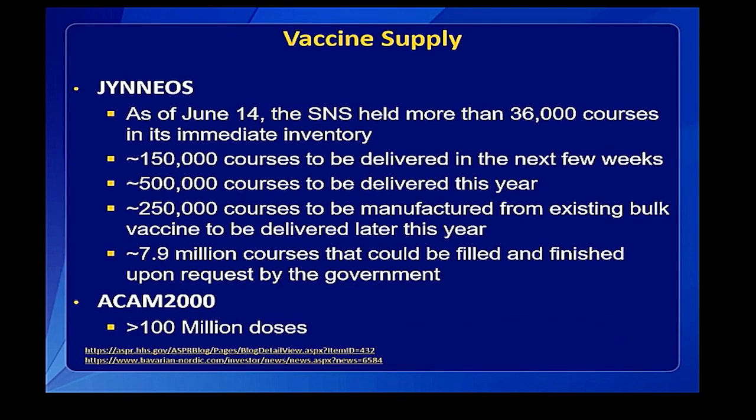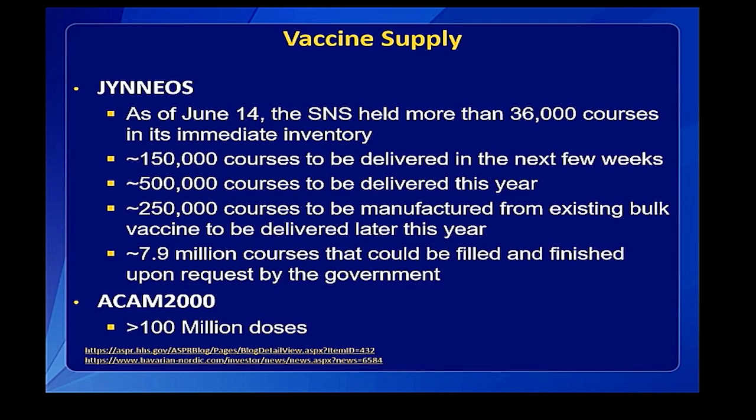So with respect to vaccine supply, as of June 14th, the Strategic National Stockpile held more than 36,000 courses of the two-dose regimen for Jynneos and is available for immediate release. To date, there's been a little more than 4,000 courses requested and distributed to a total of 28 jurisdictions. There's an additional 150,000 courses available at the manufacturer that are expected to be delivered over the next few weeks. In addition, there are 500 courses also available at the manufacturer awaiting release that we do expect to be delivered this year. And lastly, there's been an order for 250,000 additional courses to be manufactured from existing bulk vaccine, which also is expected to be delivered later this year.